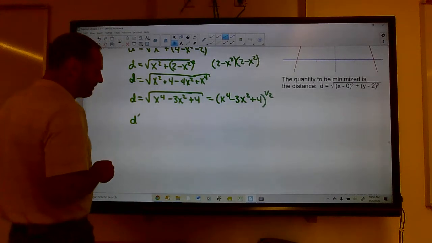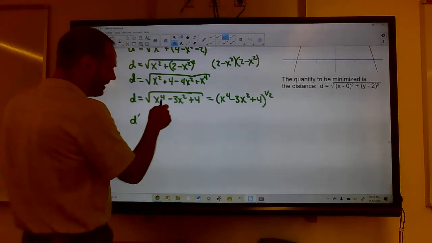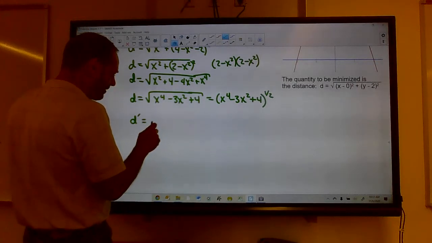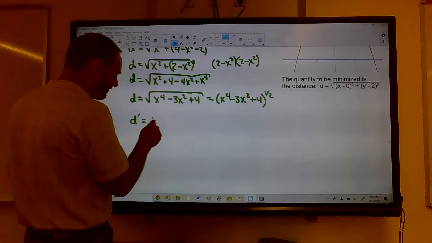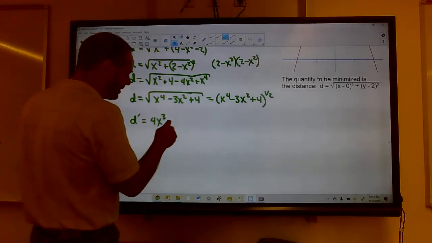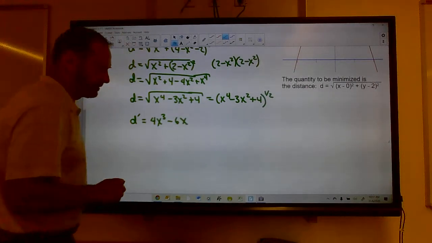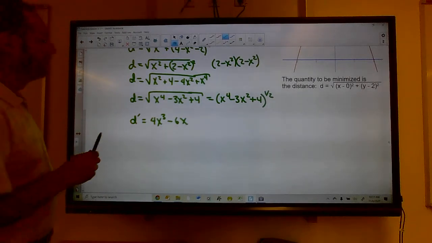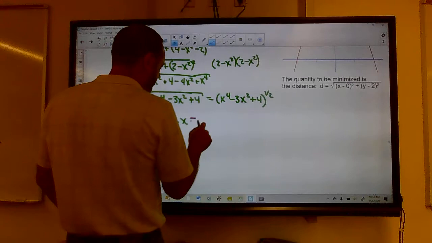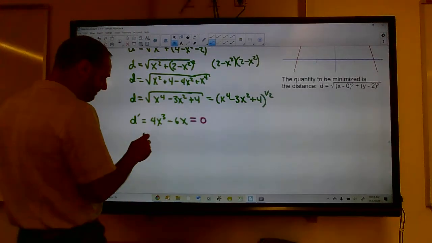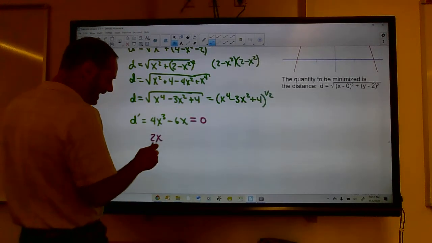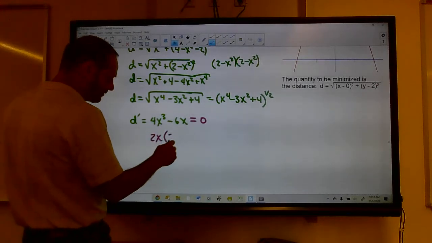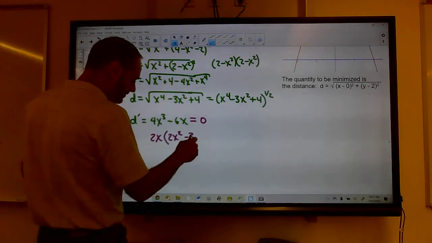So the derivative of x to the 4th minus 3x squared plus 4 is going to be 4x cubed minus 6x. That's the only part that I need to do. So I'm going to go ahead and set that equal to 0. I'm going to factor out a 2x. That's going to leave me with 2x squared minus 3.